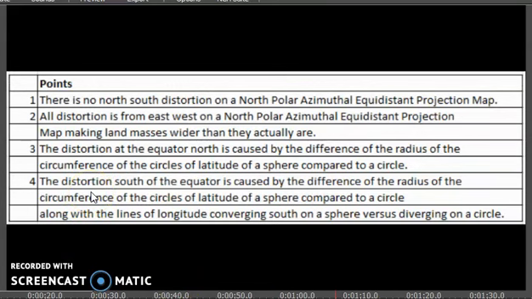Point number 4, the distortion south of the equator is caused by the difference of the radius of the circumference of the circles of latitude of a sphere compared to a circle, along with the lines of longitude converging south on a sphere versus diverging on a circle.